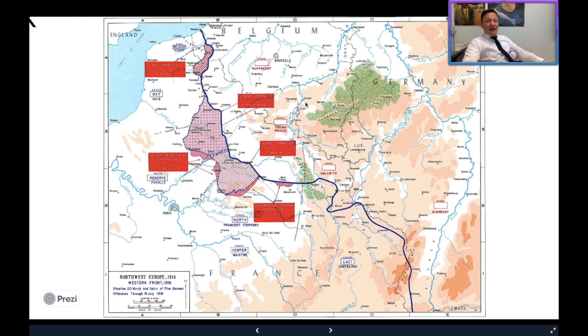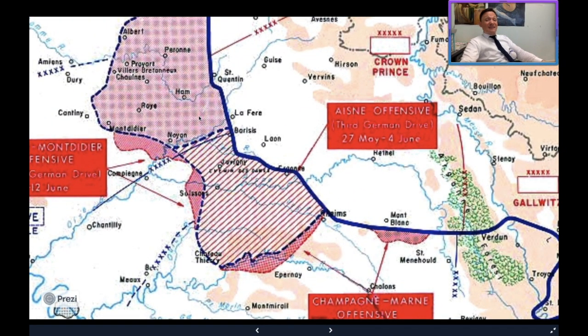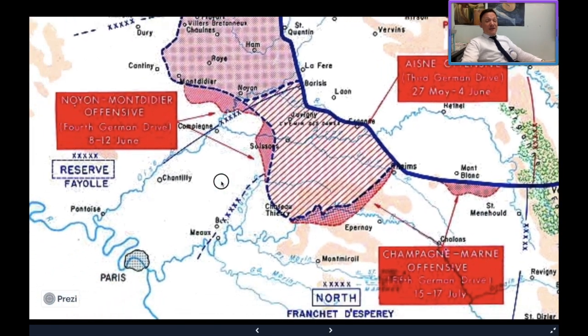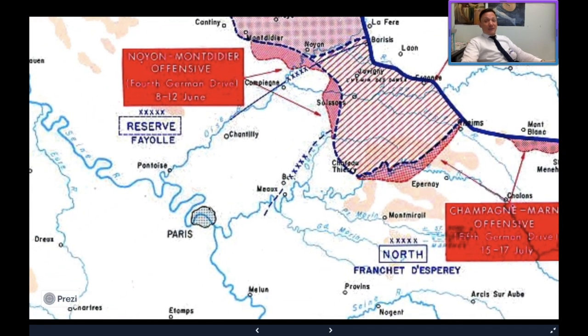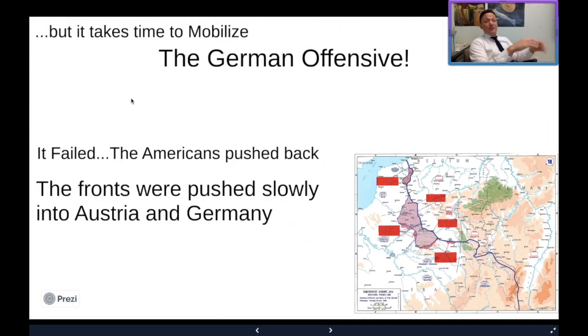And if you look at all this shaded area right here, that is everything they gained in these attacks. So they managed to push the trench lines way, way back into France. And look how close they got to Paris, right? Look how close the Germans got to Paris. But the offensive eventually failed, and the Americans pushed them back, right?